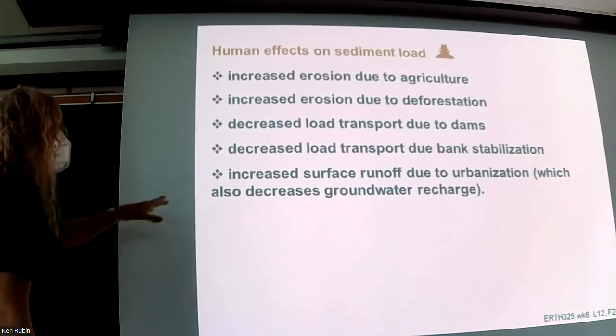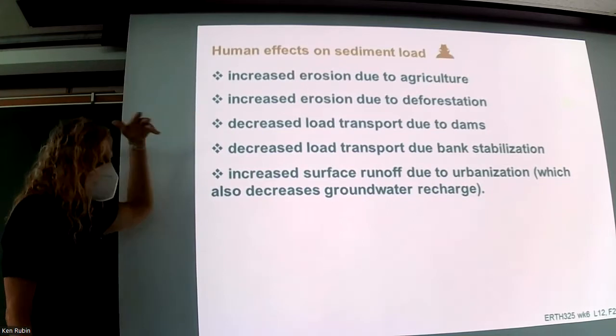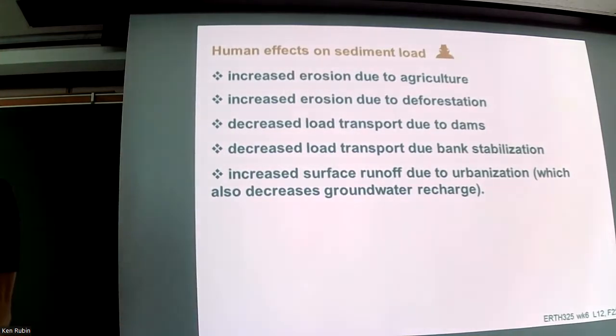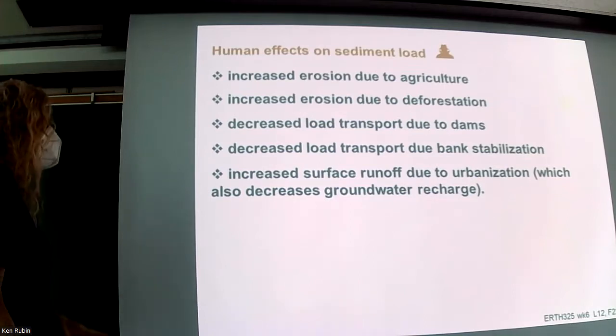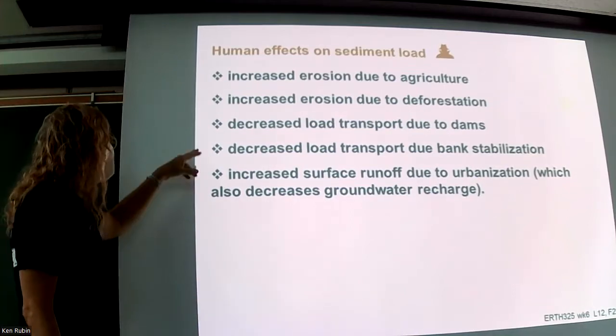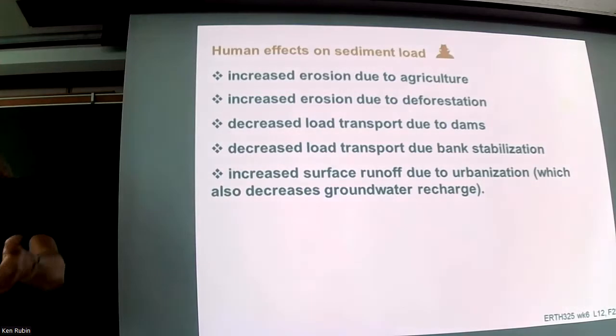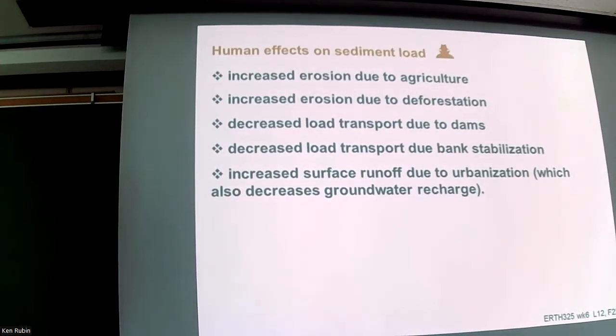So, and there's some human effects on this sediment load. We both increase and decrease them with our activities. Some of the ways we increase them are things like agriculture, tilling the field, breaking up of the soil units that tend to stabilize soil from erosion, deforestation, especially on hillsides, which increases erosion.